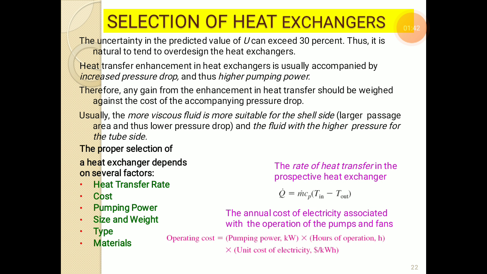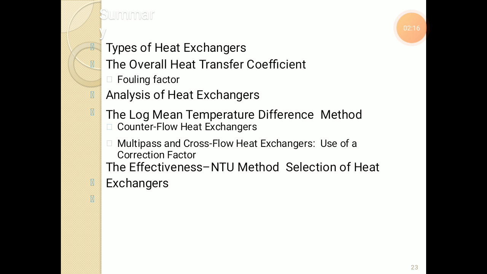Next, type and material. The rate of heat transfer in any heat exchanger can be calculated by the formula Q is equal to m Cp (T in minus T out), and the annual cost of electricity associated with the operation of pump and fan can be calculated as operating cost is equal to pumping power in kilowatts multiplied by hours of operation multiplied by unit cost of electricity in rupees. Again, this is dependent on the type of heat exchanger, overall heat transfer coefficient, and fouling factor.